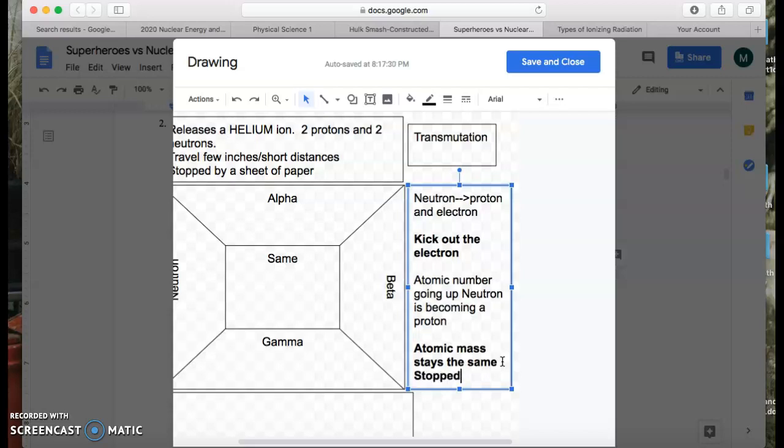Most of these can be stopped with aluminum foil. Even plastic can stop beta particles. What's really interesting is we think, oh, radiation is such a negative thing, but you guys saw the video yesterday. Not all radiation is bad. And what's interesting is we actually use beta radiation in making aluminum foil. So I thought that was pretty interesting, and you'll see that in your summary.